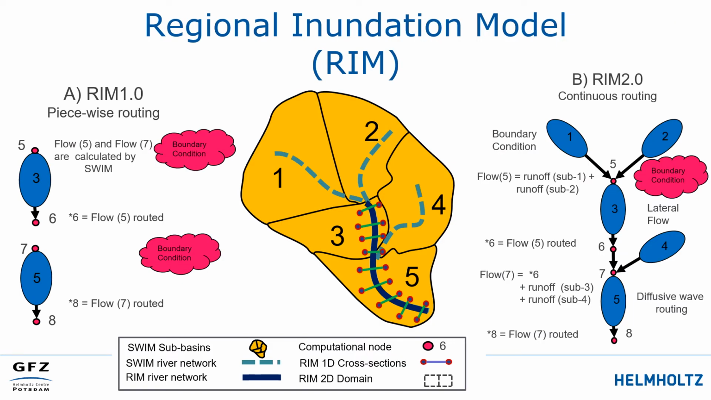The old version of the model, RIM1, uses a piecewise routing scheme where there is a boundary condition at the beginning of each subbasin, and this prevents the model from passing any inundation information from the upstream of the river to the downstream. On the opposite side, RIM2 uses a continuous routing scheme where there is only a boundary condition at the very beginning of the river, and this allows the model to pass the inundation information from any upstream subbasin to the downstream.